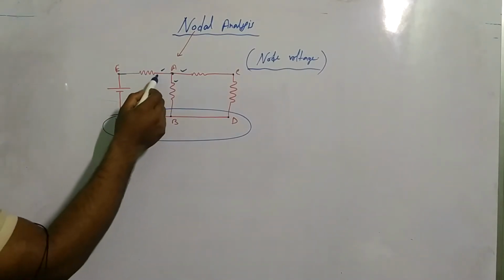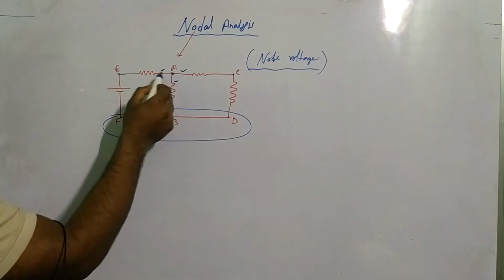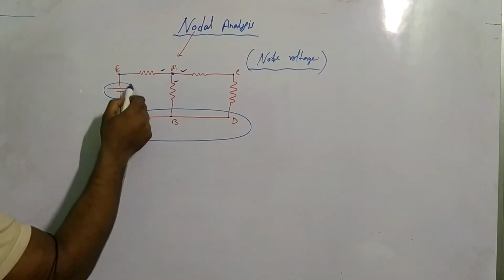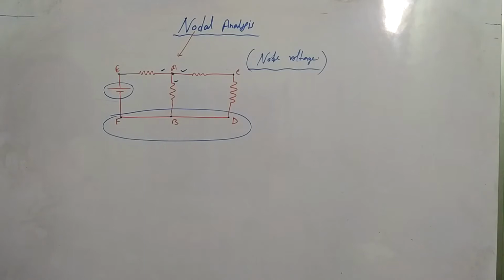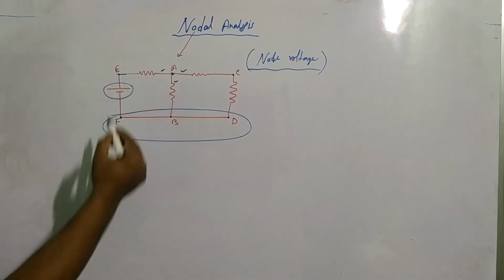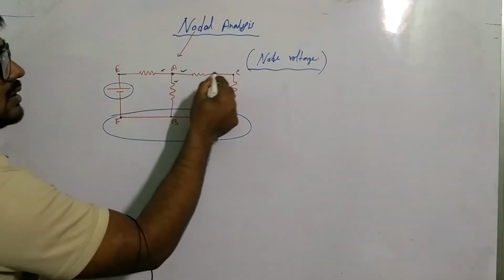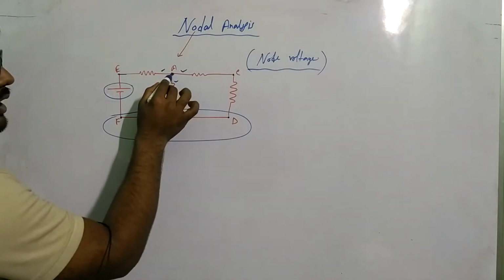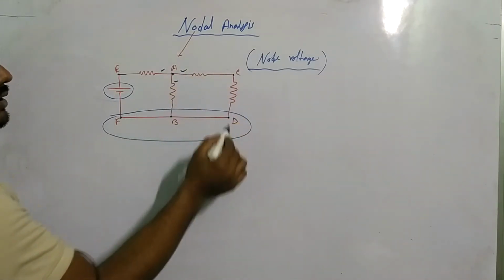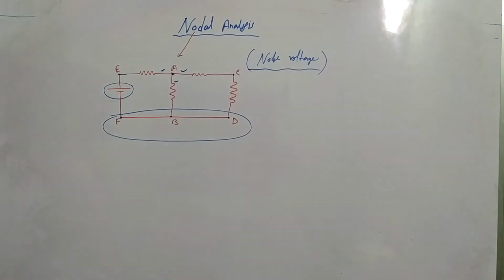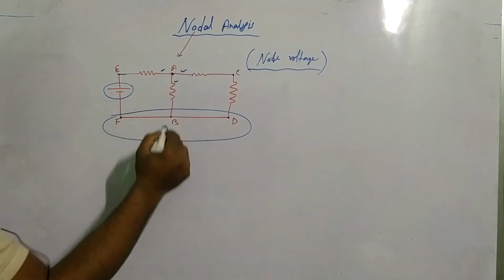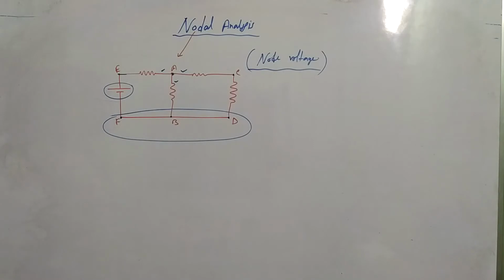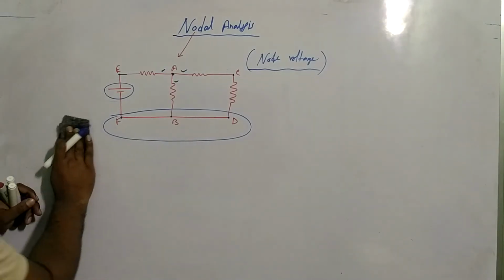If I am taking this branch, here one voltage source will be there, so this is not a node voltage. If I am taking this branch, from this A point to D point, this is called node voltage, and also A point to B point, this is called node voltage.